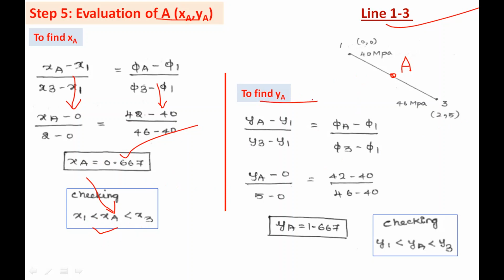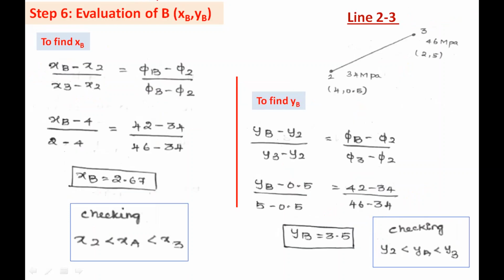And to find YA we have to write YA minus y1 divided by y3 minus y1. The same ratio we have to maintain here also: phi A minus phi 1 over phi 3 minus phi 1. Substitute the coordinates value and the parameter value. We are getting YA equal to 1.667, which is in between 0 and 5. So this value is also correct. For taking this relationship, either you can use XA minus x1 or XA minus x3. In that case, it is XA minus x3 divided by x1 minus x3. That change we have to make.